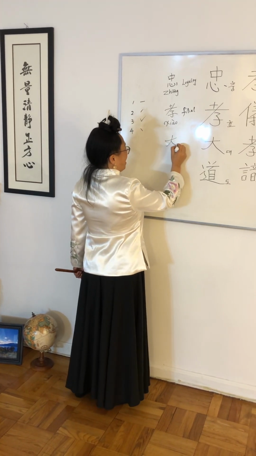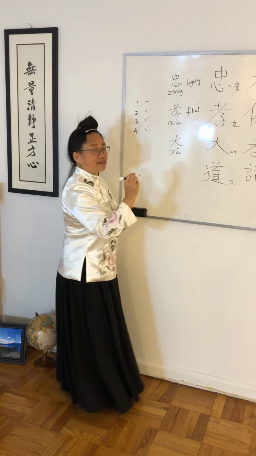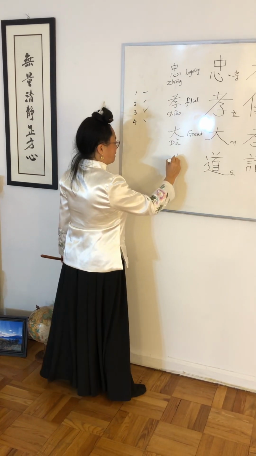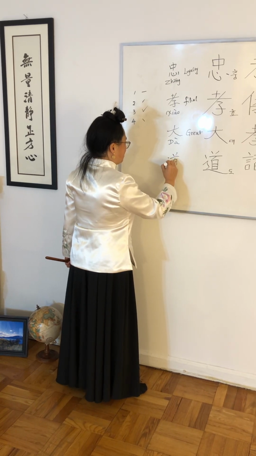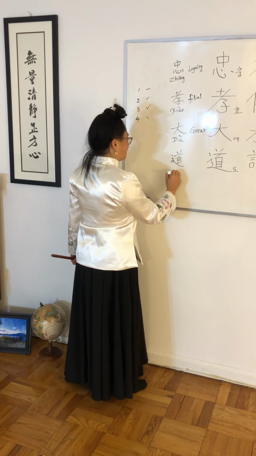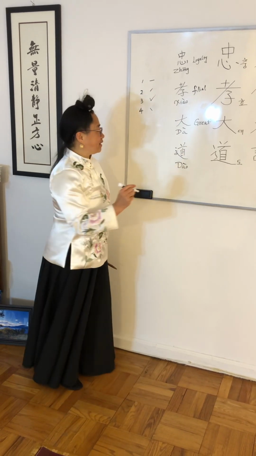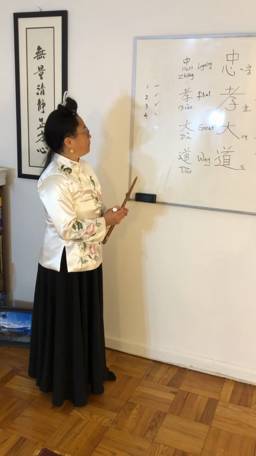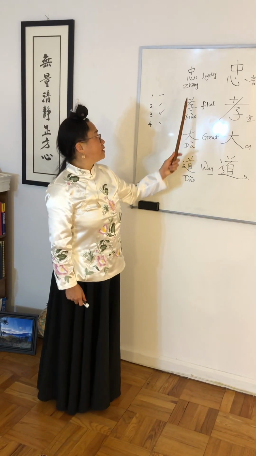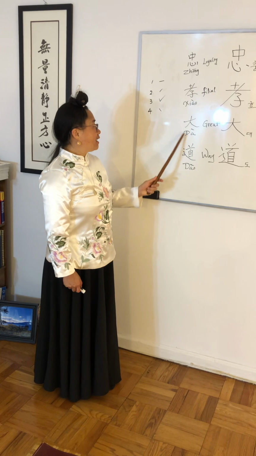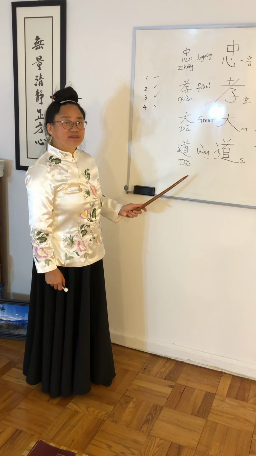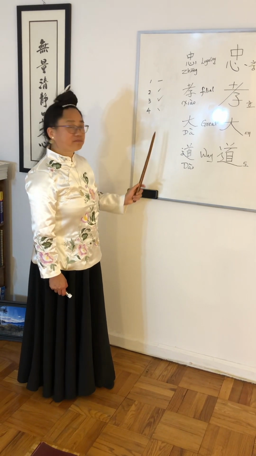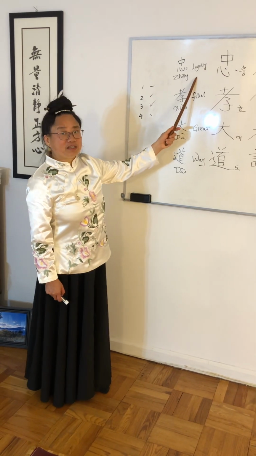Next is 大. 大, Da, means great. This word we already know many times. It's a very beautiful word. 道. The way. 大道. 忠孝大道.